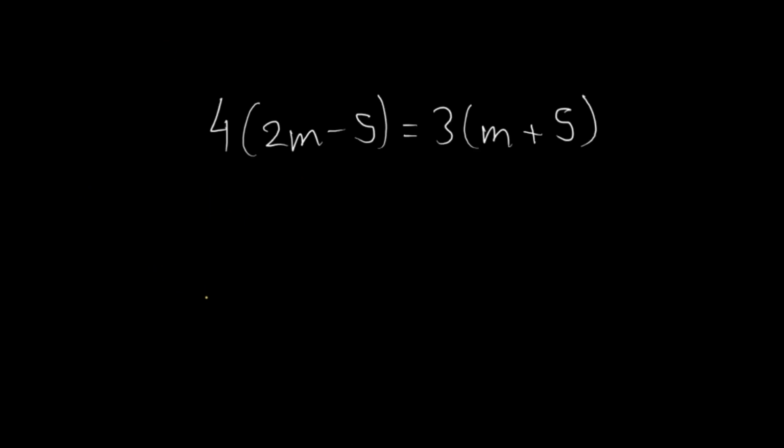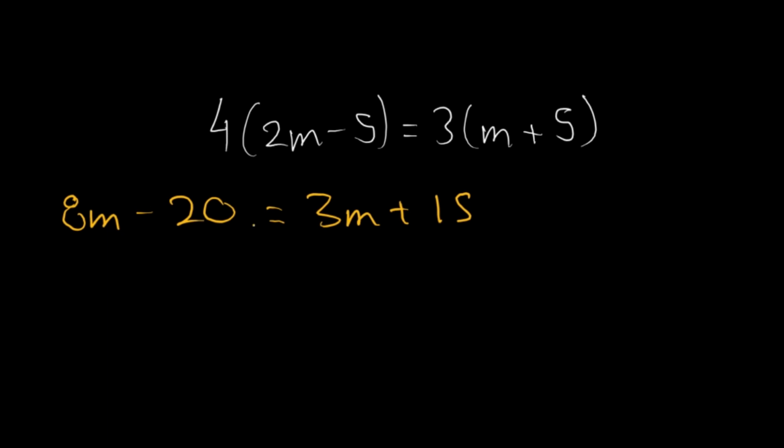Number 3. So 4 bracket 2m minus 5 bracket equals 3 bracket m plus 5 bracket. First of all, we expand both sides. We expand both brackets on both sides of the equation. So 4 times 2m equals 8m, minus 20. 4 times minus 5 equals minus 20, and 3 times m plus 5 is 3m plus 15.